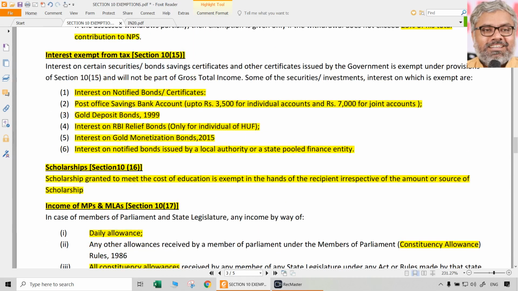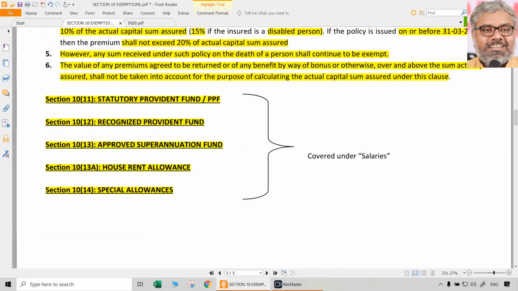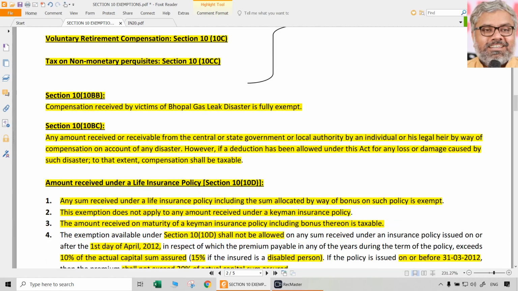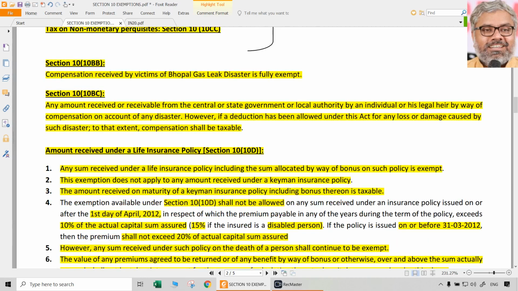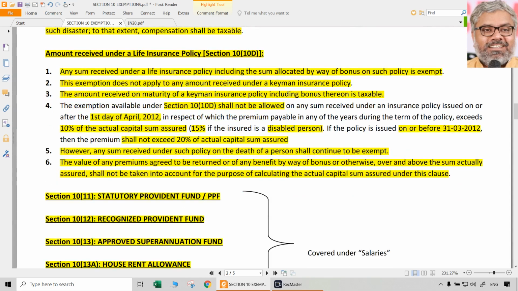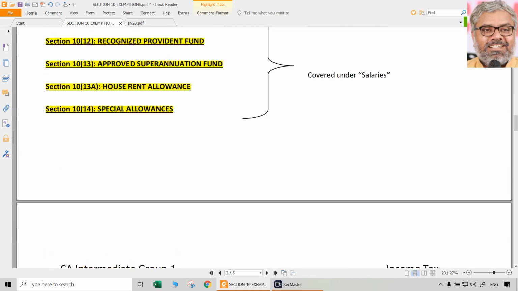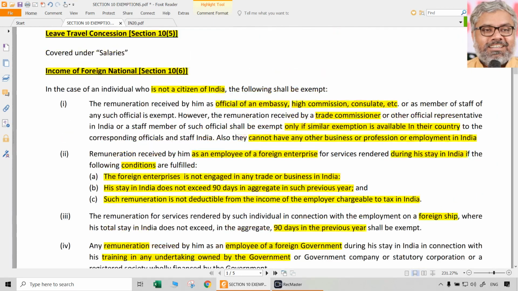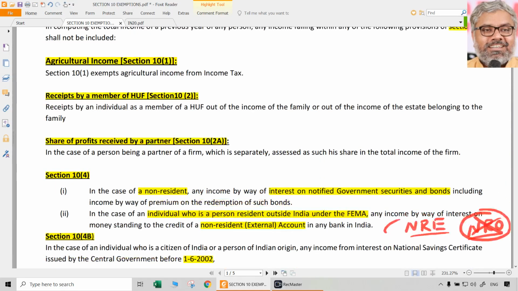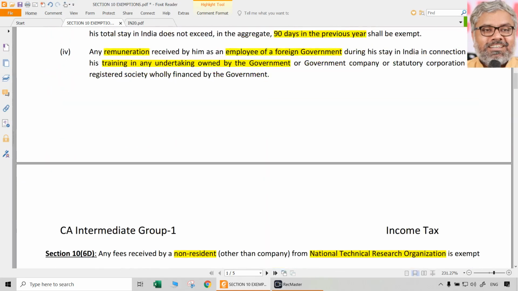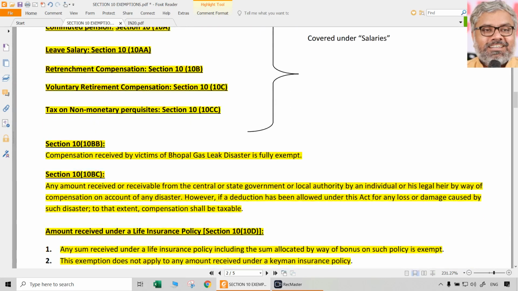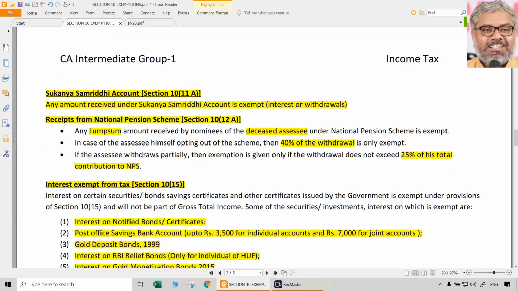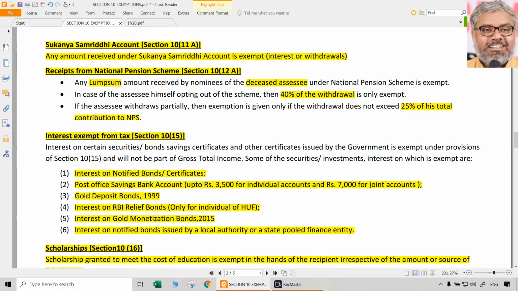See, scholarships exempt, Bhopal gas leak, normal, no? Bhopal gas leak victims should be exempt or not? Of course it should be. So like that, these are all generic things. Same way, any compensation received for any disaster, generic thing. So particular things you have to very specifically remember. 10(10D), special thing. You have to remember that. Particularly you have to remember 10(6), theory question can be asked on that. So what are general things? You don't need to separately spend more time on them, which are any general knowledge type. But which are particular, like 10(10D), like 10(15), those have to be focused upon.